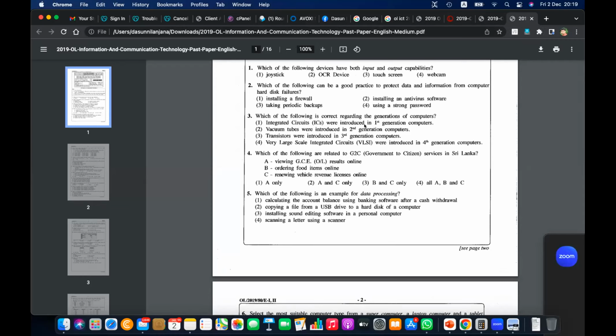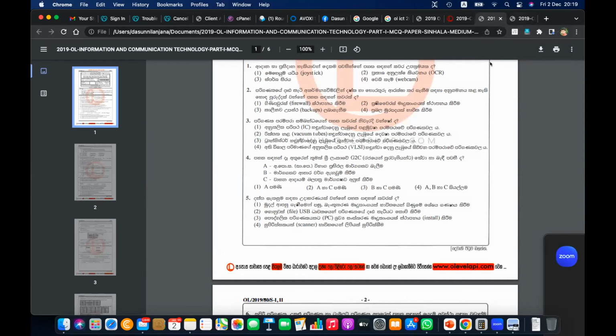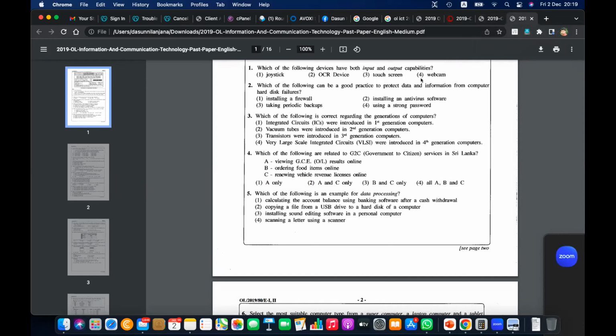So the first question is basically asking about input and output devices. Very, very easy question. Which of the following devices has both input and output capabilities?